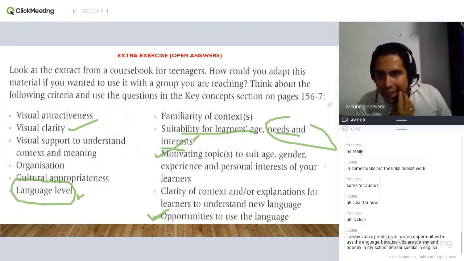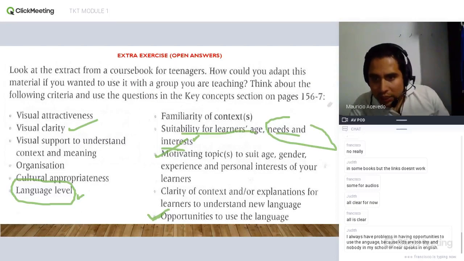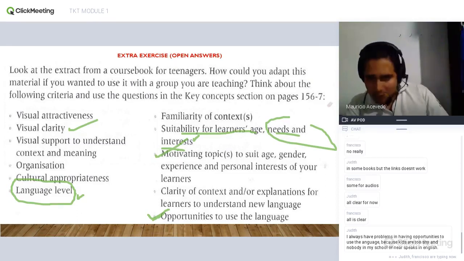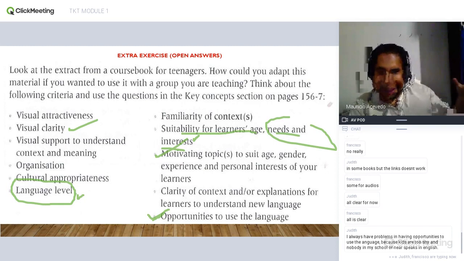Okay, Judith has already answered. Thank you, Judith. I always have problems having the opportunity to use the language because kids are shy and nobody in my school or near speaks in English. Okay, very good. So what do you do with this problem, Judith? How do you adapt? How do you manage to use more language? I'm dying to know.